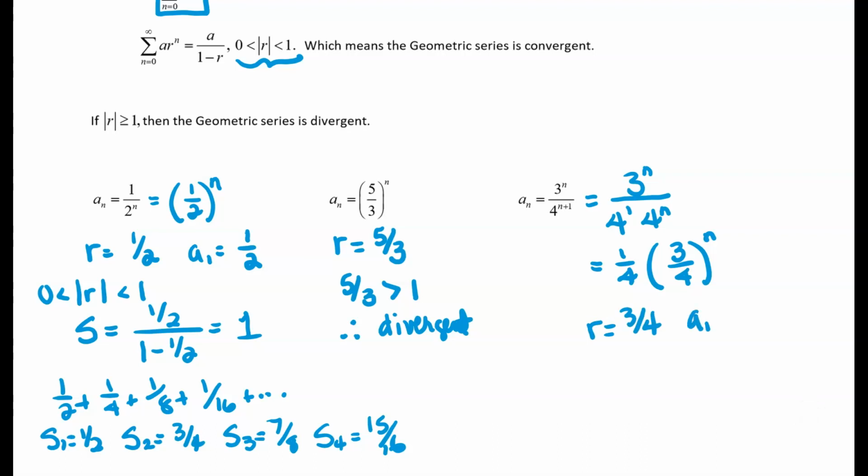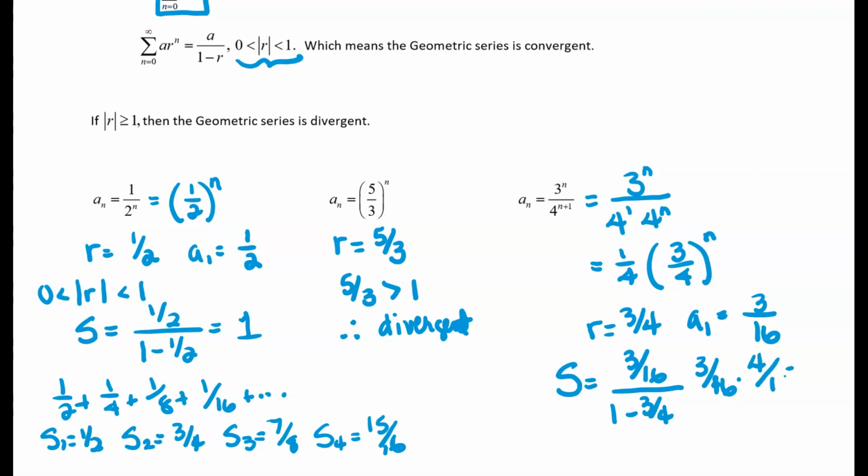If you put in 1, what do we have here? We have 3 in the numerator and 16. So it's very important that that extra 4 gets considered in as part of the first term. And so your infinite sum is 3/16 divided by 1 minus 3/4. And so 3/16 divided by 1/4 is 12/16, which is 3/4.